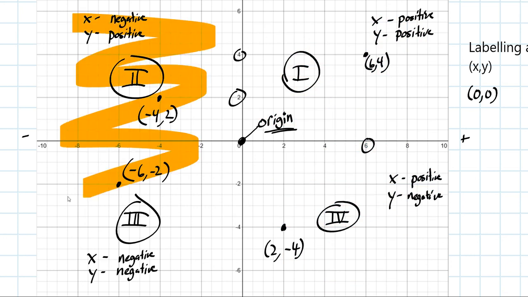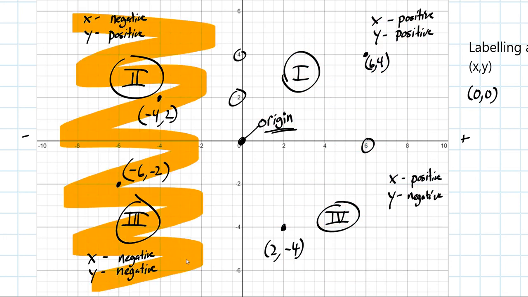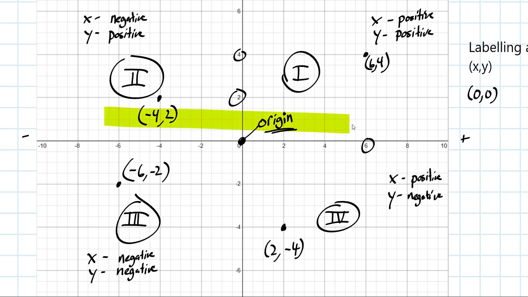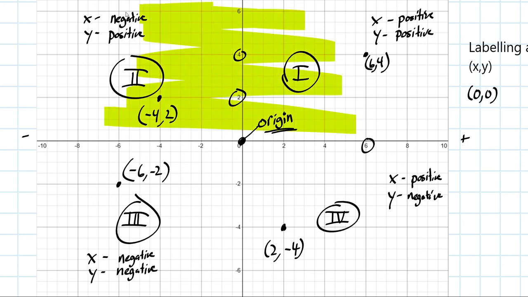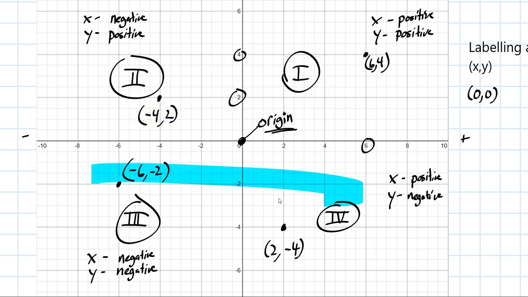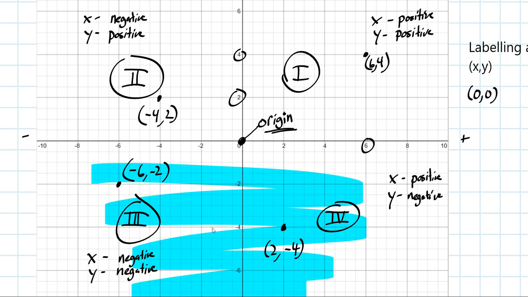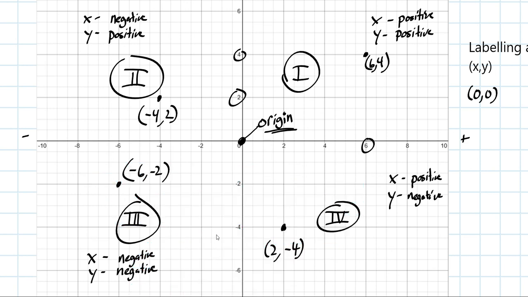If we look at the overall graph, anything on this side will have positive x values, and anything on this side will have negative x values. Anything up here will have positive y values, and anything down here will have negative y values. Those two are independent of each other. The x and the y bits are independent of each other.